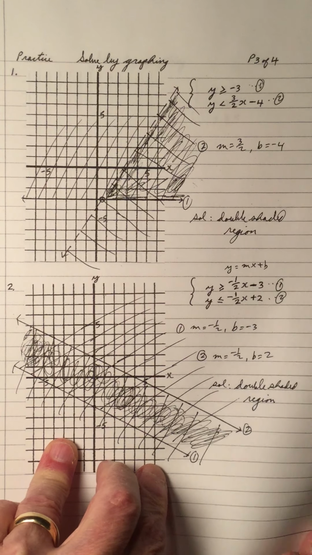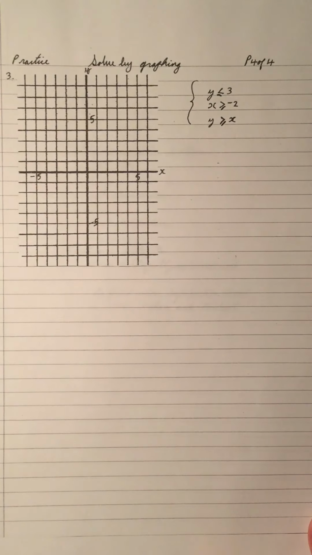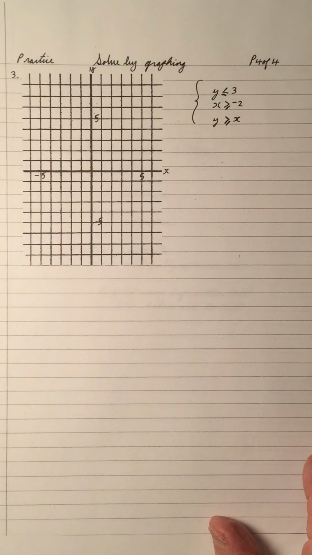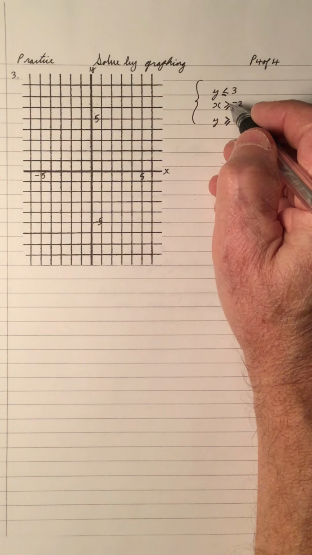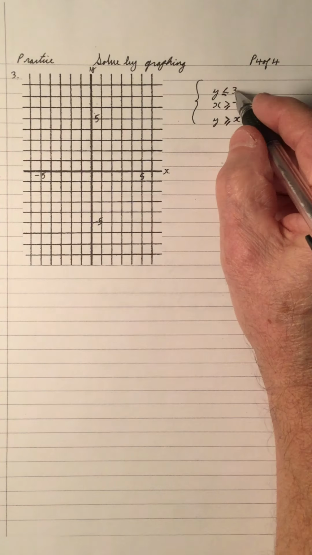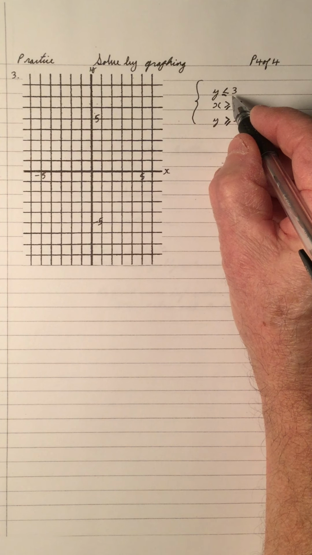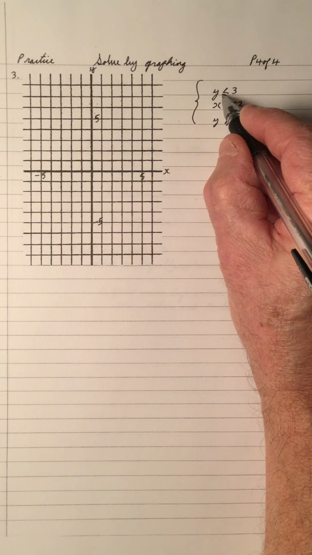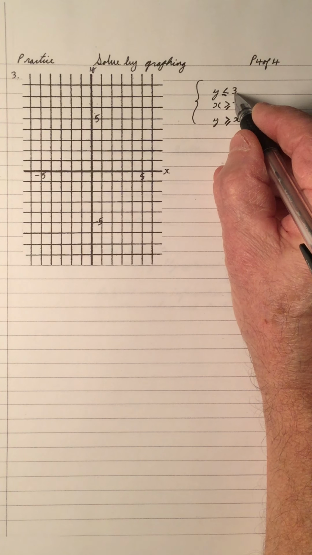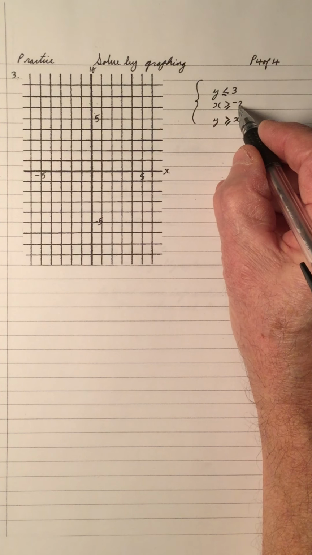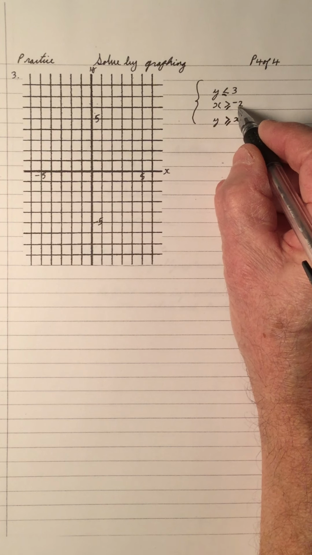And let's turn over and see what the next page has to offer. Here we go. And this time we have 3. Interesting, we have 3 inequalities. Y is less than or equal to 3. Y equal to 3 is a horizontal. X greater than or equal to -2 is a vertical.